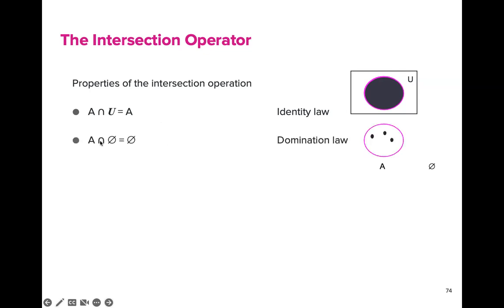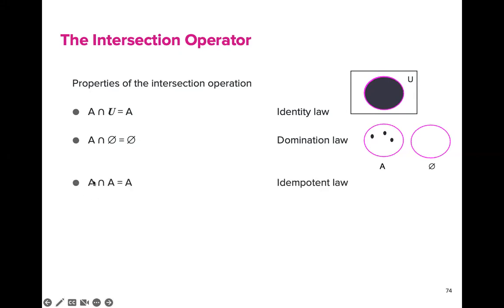Now, taking the intersection between the set A and an empty set would yield an empty set. So this is the domination law. Suppose we have a set A having these elements and an empty set having 0 elements. Now what are the common elements between the two? There is nothing, right? So this will yield an empty set.